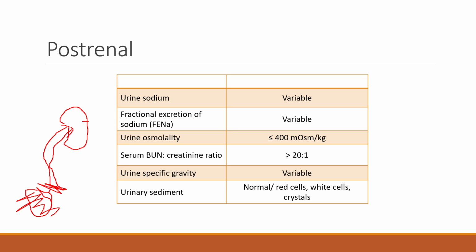And then for the urine sediment, you're going to find rather normal cells. If it's normal, it's probably in the early stage. And then in the late stage, if there's damage done to the kidney, it's going to show red cells, white cells, or even crystals.